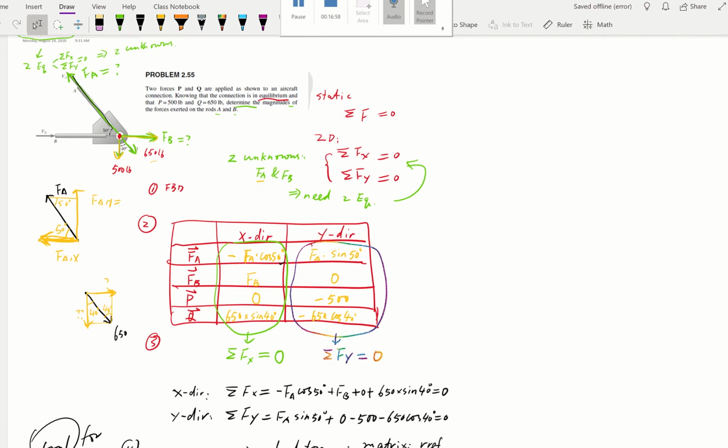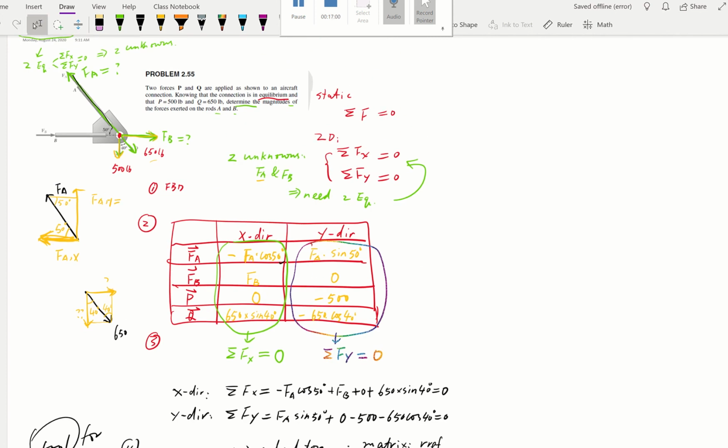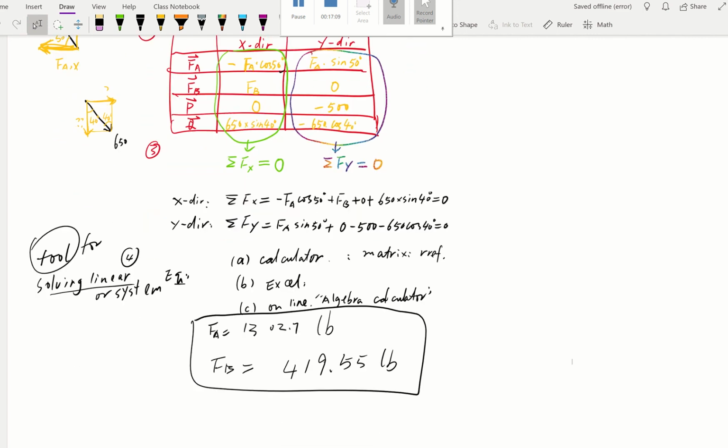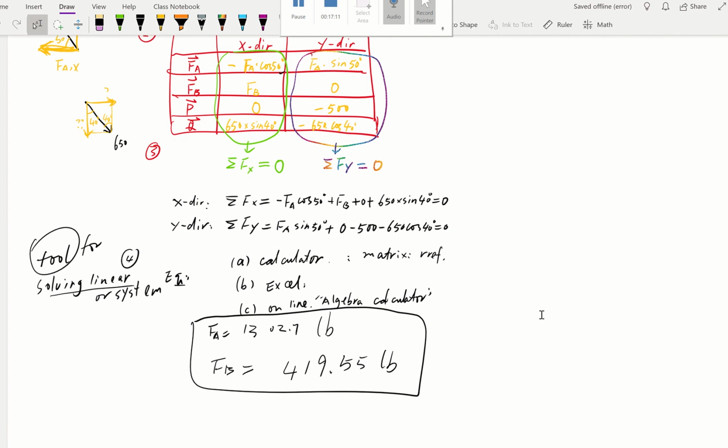Quick summary: 2D equilibrium, two equations, two unknowns. You decompose first after you draw the FBD diagram, and then solve those two equations. Now you have some tool there, either using this online Wolfram Alpha calculator, or your own calculator or Excel, to figure out how to solve those equations.